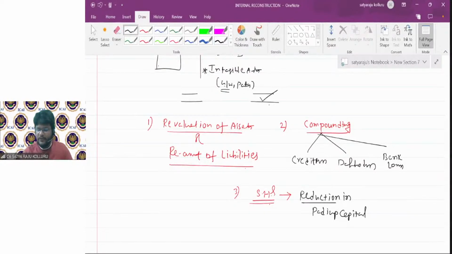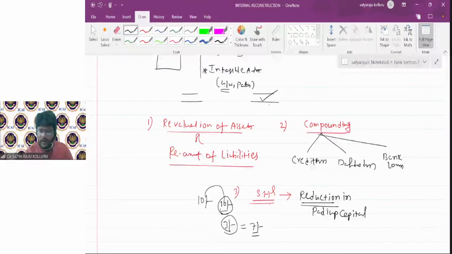A reduction in paid up capital means we are not paying any single rupee to the shareholder. Do you understand? We are just asking shareholders: okay, the face value is 10 rupees. Let us assume earlier each shareholder paid 10 rupees. Now each and every shareholder should sacrifice to the extent of 3 rupees. Then automatically the paid up value is reduced to 7 rupees, and the company gets a profit to the extent of 3 rupees.